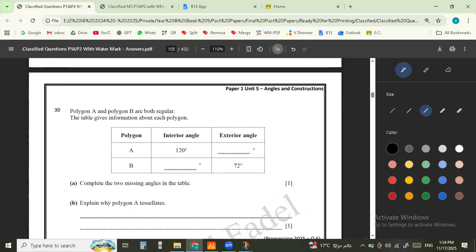Polygon A and polygon B are both regular. The table gives information about each polygon. The interior is 120. What is the exterior? Mister, the interior and exterior both add up to 180 degrees. This is a rule that we learned. So 120 plus what is 180? 120 plus 60 is 180. B, what plus 72 is 180? 108 plus 72 is 180.